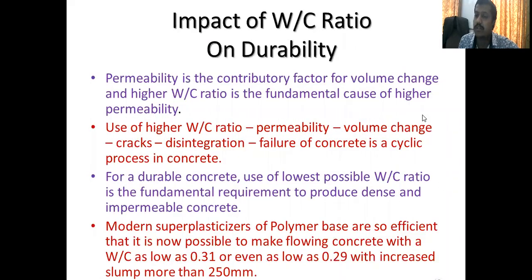Then the impact of the water-cement ratio on the durability of the concrete. So permeability is the contributory factor for volume change, and a higher water-cement ratio is the fundamental cause of higher permeability. Okay. If you are using a higher water-cement ratio, definitely the concrete is more permeable.